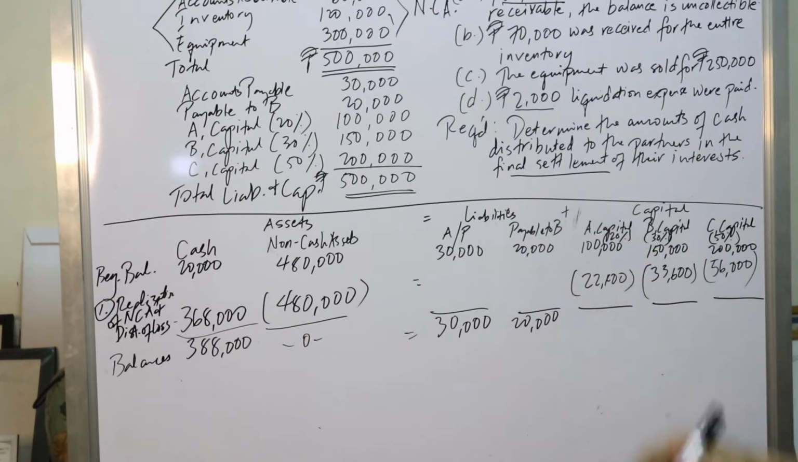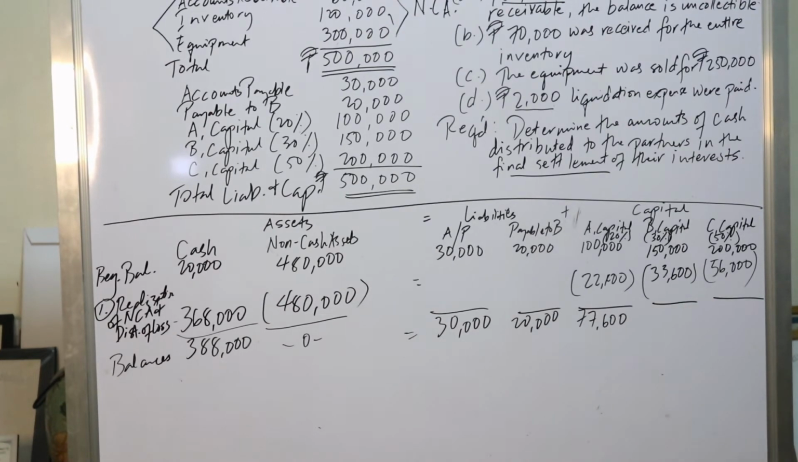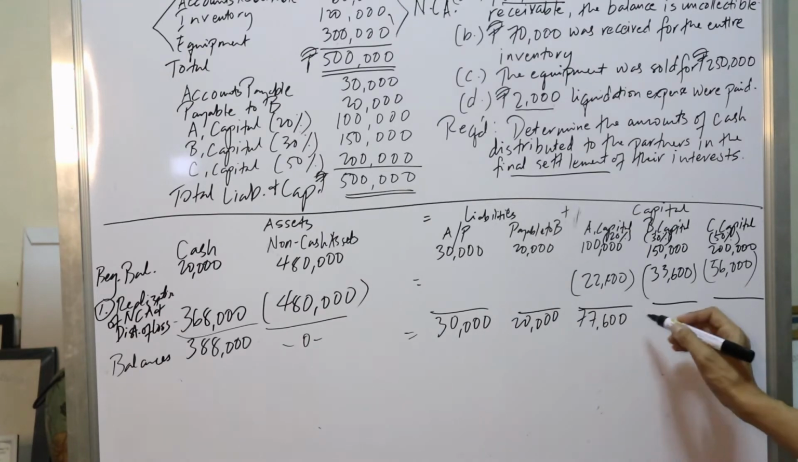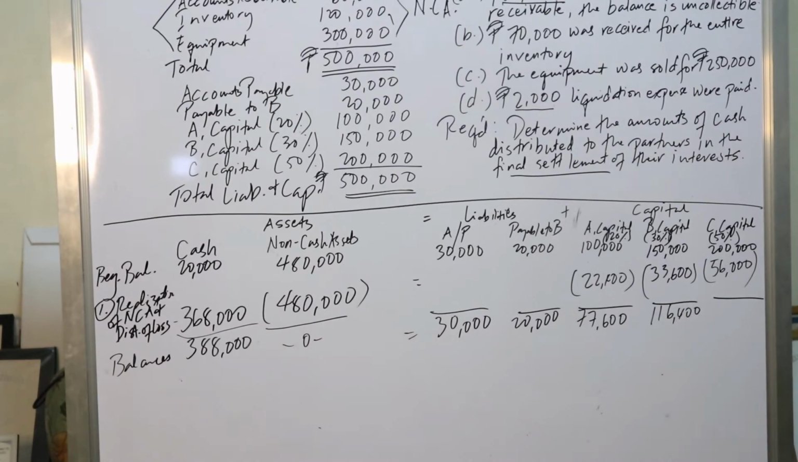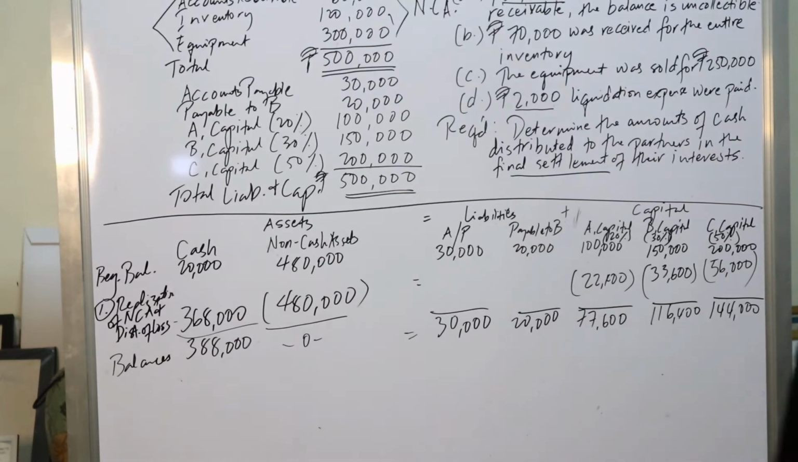Yung kay A naman, yung capital niya of 100,000 less 22,400. So, meron siyang natitirang 77,600. Tapos, yung kay B capital naman is meron siyang 150 less 33.6. So, that would be 116,400. And yung kay C, we have 200 less 56, meron pa siyang 144. So pagka kinuha natin lahat yan, it should equal to 388. Sige, subukan mo. Ito nalabas, 388,000. Add mo lahat yung liabilities and yung capital.